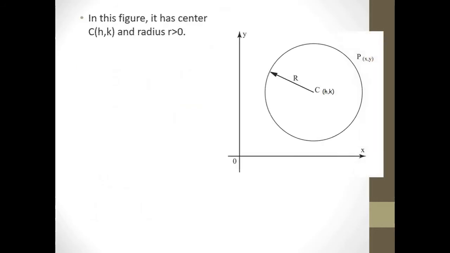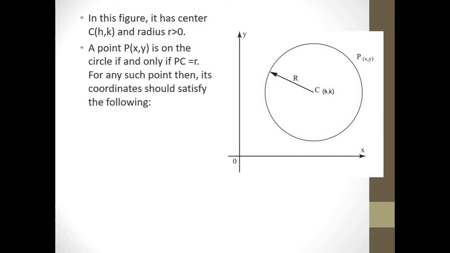In this figure, it has a center C(h, k) and radius R, which is greater than 0. A point P(x, y) is on the circle if and only if PC is equal to R. For any such point, its coordinates should satisfy the following: PC is equal to R, the square root of the binomial (x minus h) squared plus the binomial (y minus k) squared is equal to R.